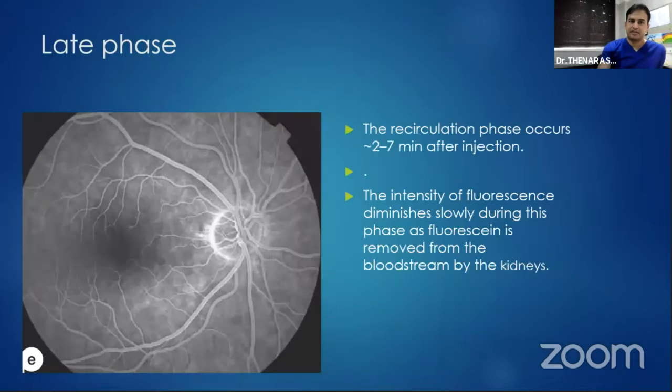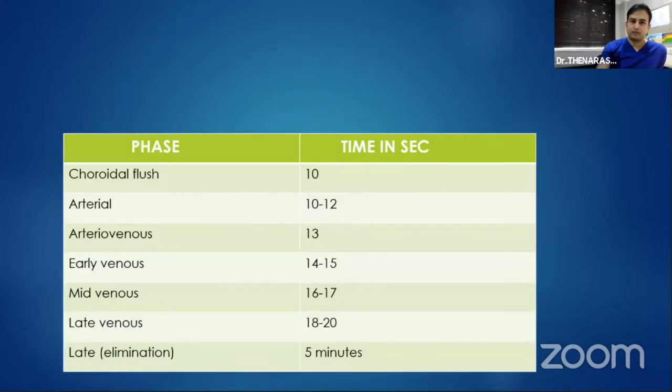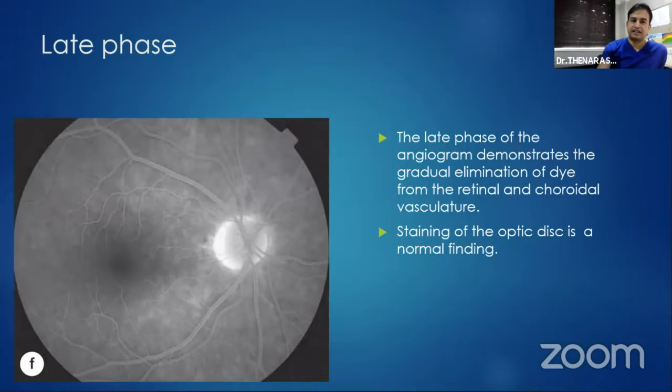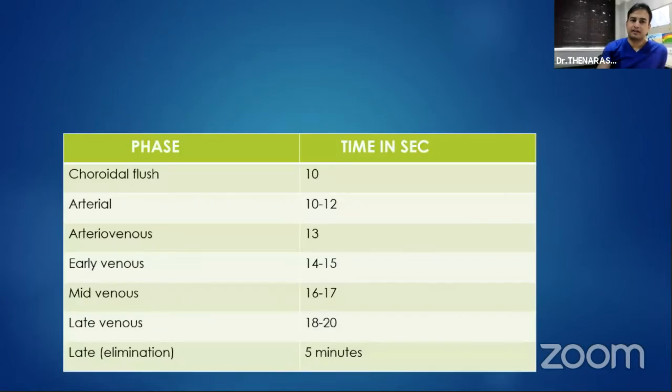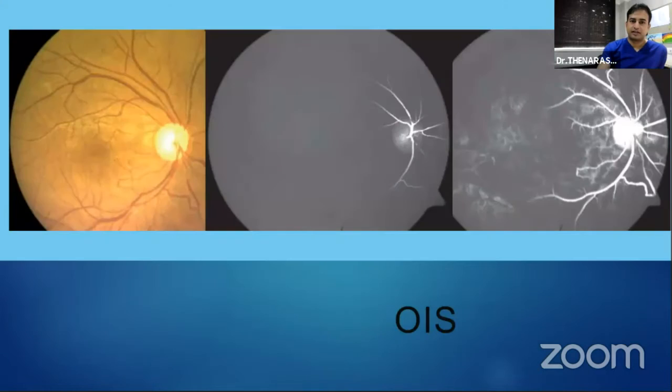Next, the dye later leaves the retinal circulation and is excreted by the kidney. Here it is called the recirculation time or late phase, which is 2 to 7 minutes after the injection of dye. In the late phase, you can see disc staining, which is normal. This is a tabular column which shows the normal time for each phase, which is very important.